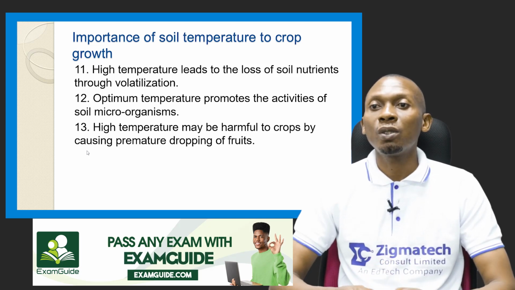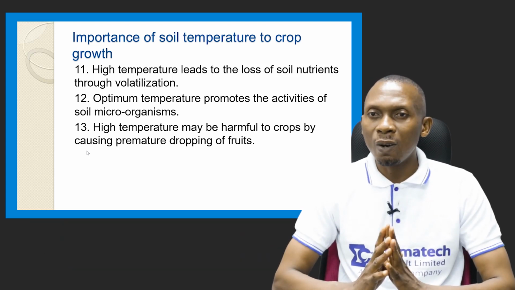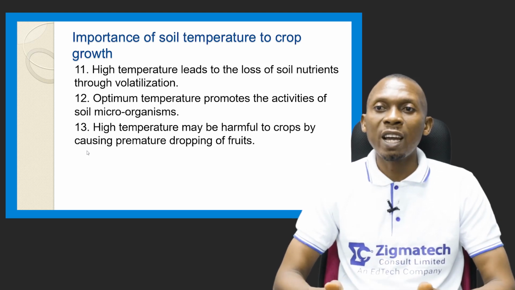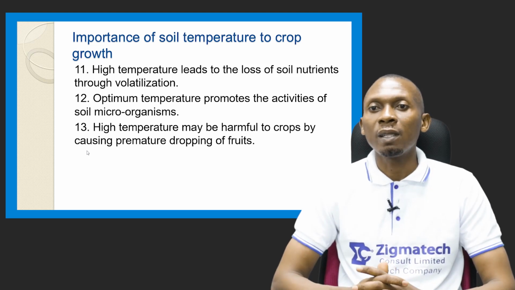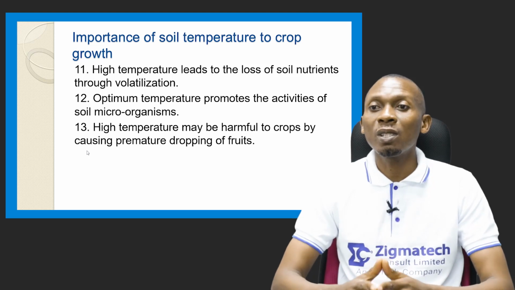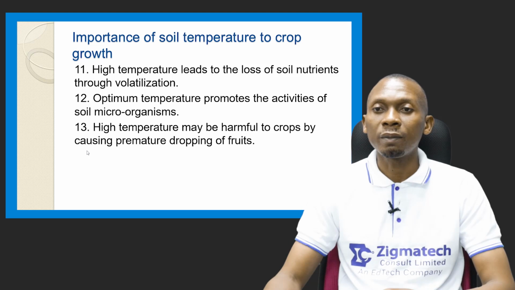Now, optimum temperature also promotes the activities of soil microorganisms. When the temperature is optimal, the soil microorganisms can thrive properly in such an environment. High temperature may be harmful to crops by causing premature dropping of fruits. When temperature is high, fruits of our crops drop prematurely.